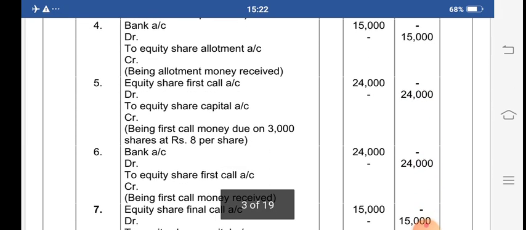Bank account debit rupees 15,000 to equity share allotment account credit rupees 15,000. Being allotment money received. Like this you have to pass the journal entries.